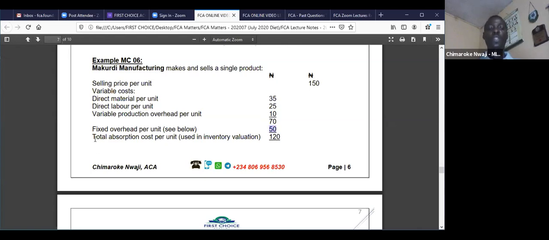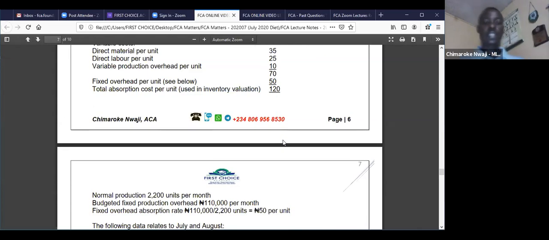Now, this is the total cost or total absorption cost per unit. And they said something here, used in inventory valuation. So that means when you are doing your absorption costing, you are using the full cost to value your inventory, while doing marginal costing, you're only using your variable cost to value your inventory. So 70 plus 50 gives you 120. We'll see the analysis later.